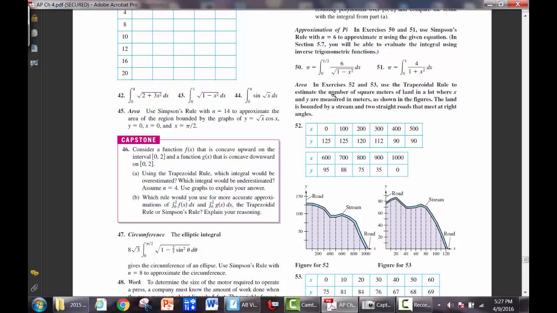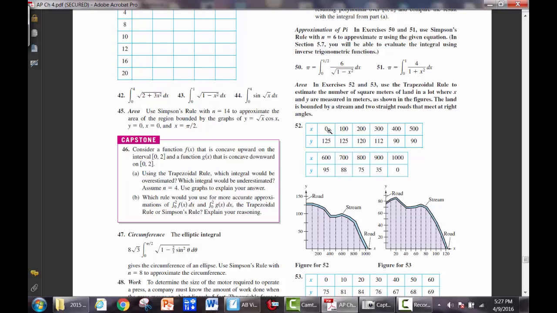Use the trapezoidal rule to estimate the number of square meters of land in a lot where x and y are measured in meters. The land is bounded by a stream right here and 2 straight roads that meet at right angles. So these are your 2 roads. So we're trying to approximate the area under this curve, but we don't have a function this time. All we have is a table of data.